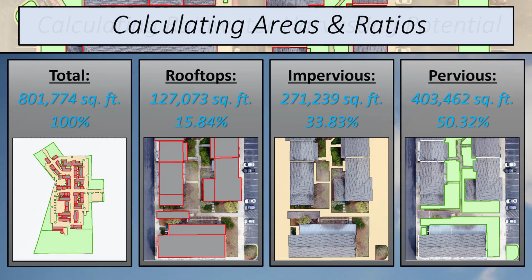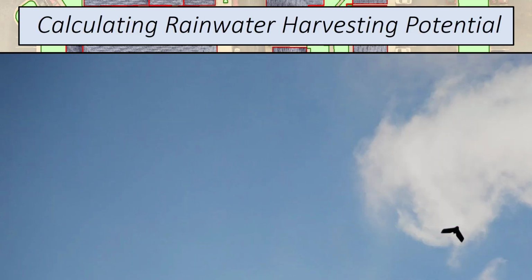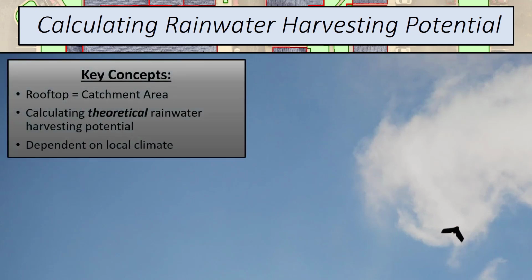Now that we have our land cover characteristics, we can accurately calculate the rainwater harvesting potential. Before we crunch some numbers, there are just a couple concepts that need to be recognized. The first is that we need to keep in mind we are considering rooftops as our rainwater catchment areas, so we will treat the rooftop class as if it were a catchment area. Secondly, we are only calculating the theoretical rainwater harvesting potential, so the results will obviously vary depending on real-world conditions. And lastly, our rainwater harvesting potential will depend on our local climate. If you live in an area with very little precipitation, then your results might not prove as significant. However, our site is located in Alabama and receives lots of rain every year.